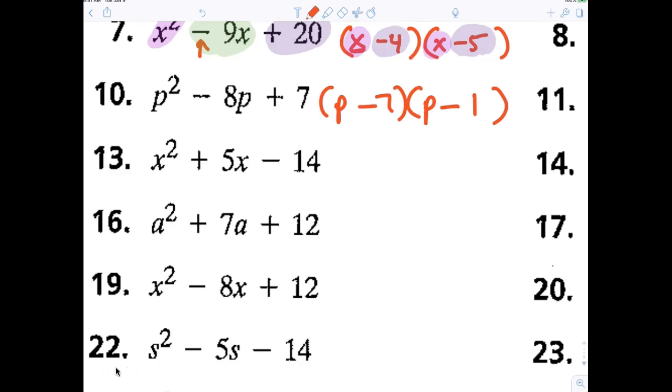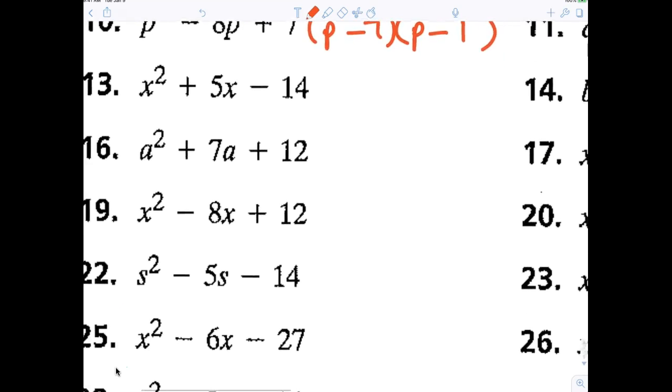Right? Now, some people last year used to say, well, what if I did P minus 1 times P minus 7? Does that matter where you put it? No, because I tell them 2 times 3 is the same as what? 3 times 2. The order in which you multiply doesn't matter. Easy. Anybody have any issues with that? All right. Here we go.